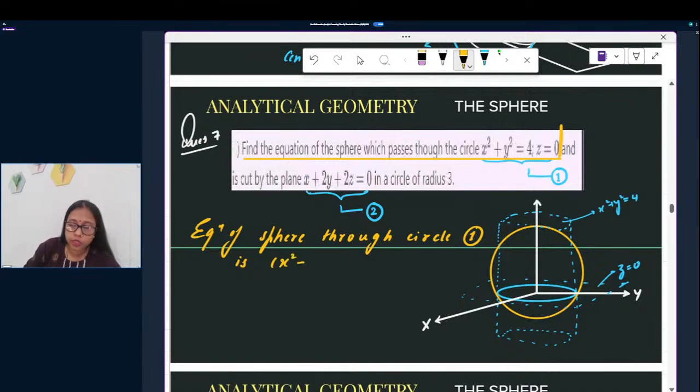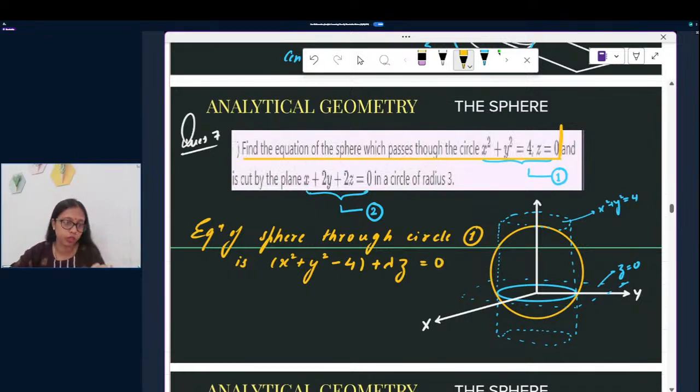x square plus y square, okay, now see, not plus, just a second, minus 4 plus lambda z is equal to 0.